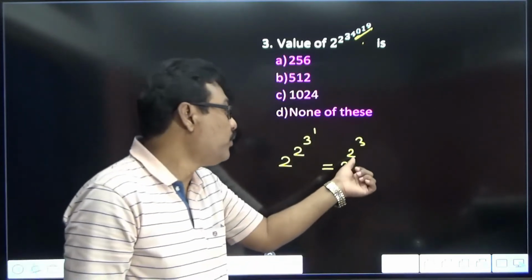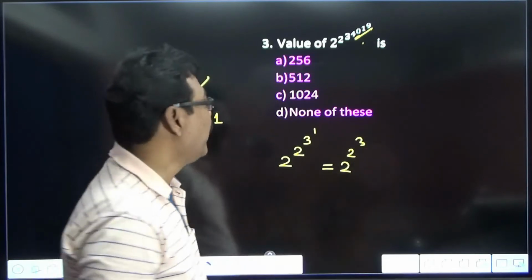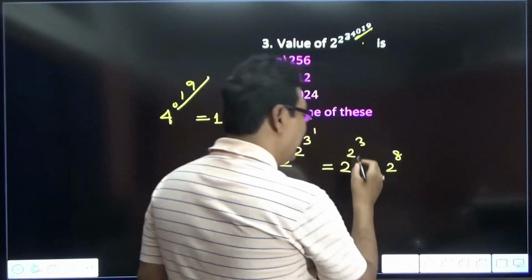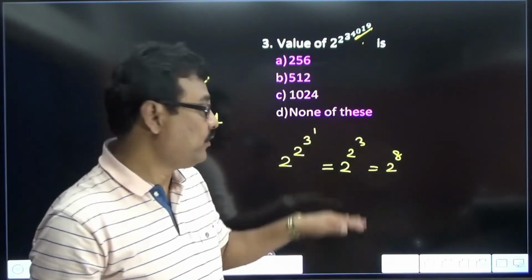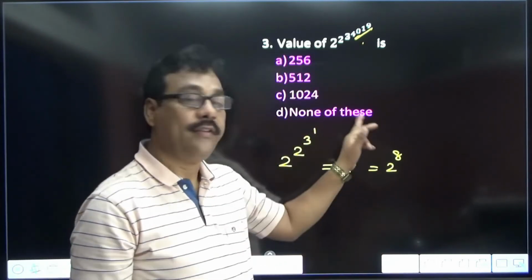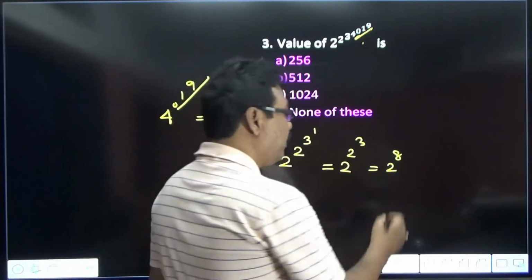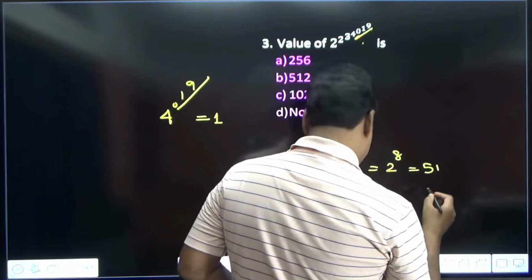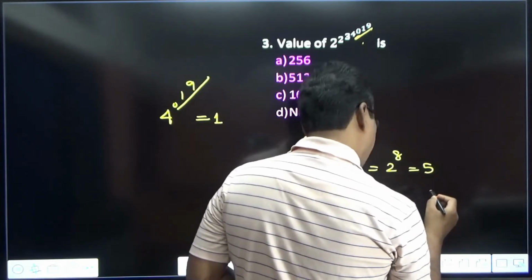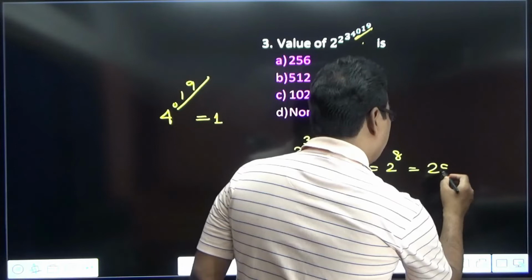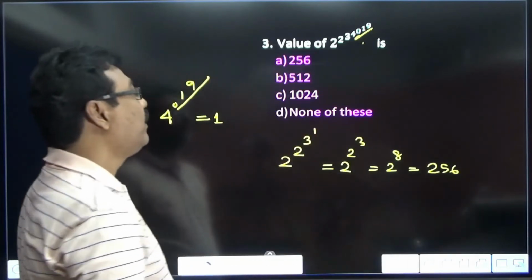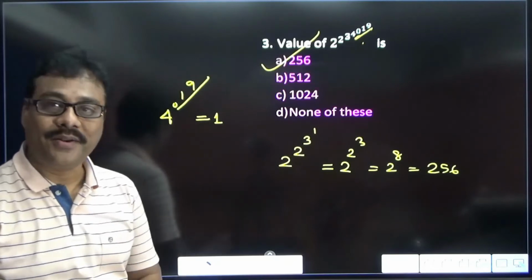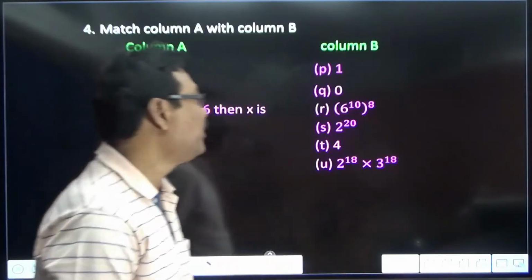Now next we will come to this one, 2 to the power 3. Sorry, 2 to the power 3 is equal to 8. So that's why it is 2 to the power 8. 2 to the power 8 is equal to 256. So 256 is my answer. Okay, this is option number A. Clear? Right. Next one, let's go to the next one.